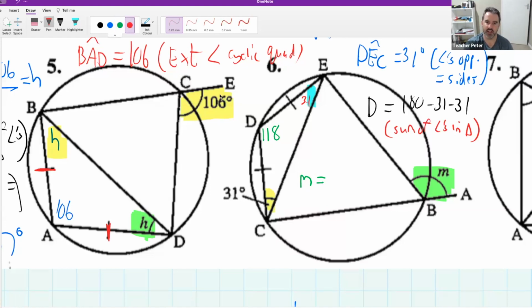Well, I actually realized that this is a cyclic quad. Look, here are the corners, or the vertices. So M is an exterior angle, and its buddy is 118 over here. And so M is 118, and the reason is exterior angle of a cyclic quad. Yeah, perfect.